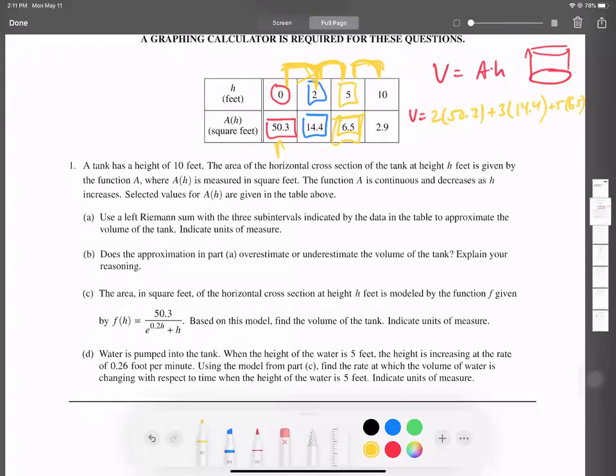If you draw a little chart for yourself, it might be easier to see. 0, 2, 5, and 10. The left values are 50.3, then 14.4, then 6.5, and then 2.9. If you look at it this way, it makes it a lot easier to realize. So my left interval, my left interval, my left interval. That's why it's 2 as a base. That's why it's a 3 as a base. And that's why this is a 5 as a base. And the units, since I'm multiplying, it's going to be feet squared by feet, which is feet cubed. Any questions on that?